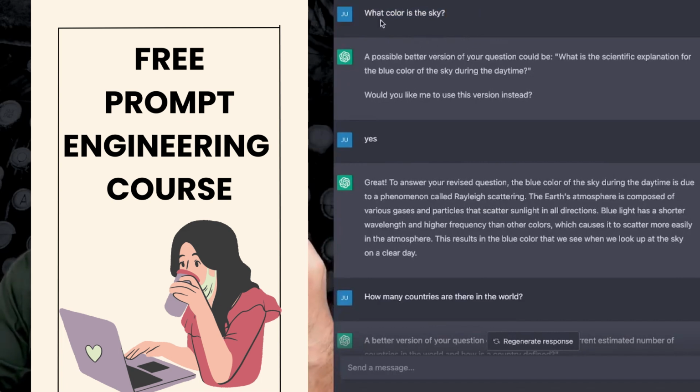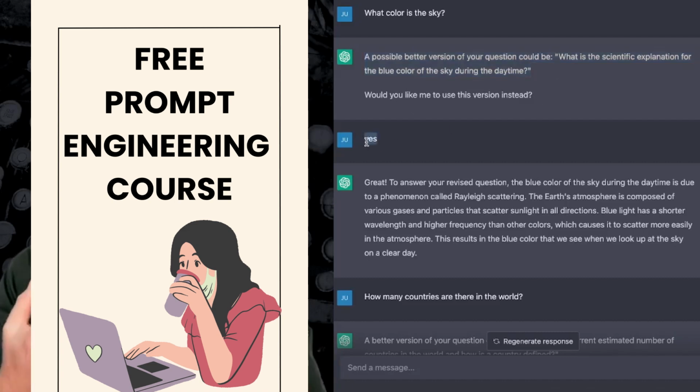So right now, I'm asking it something immediate, what color is the sky? And it responds with a possible better version of the question could be, what is the scientific explanation for the blue color of the sky during the daytime? Would you like me to use this version instead? And then I say yes.